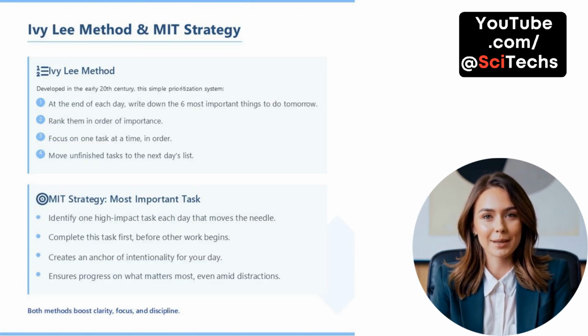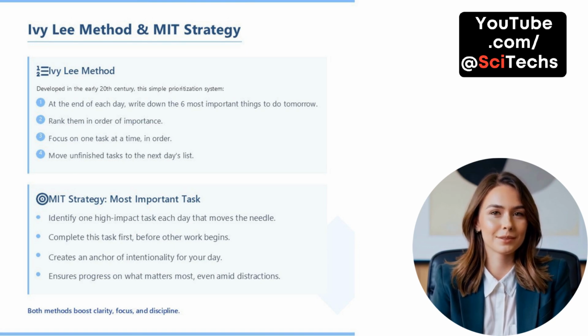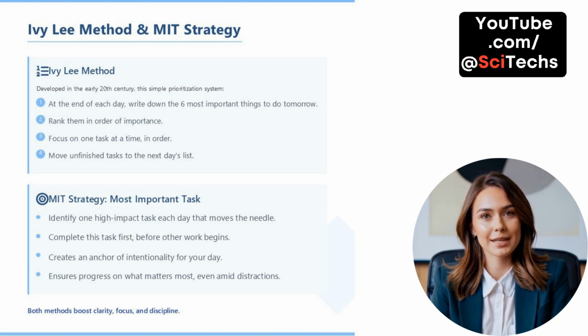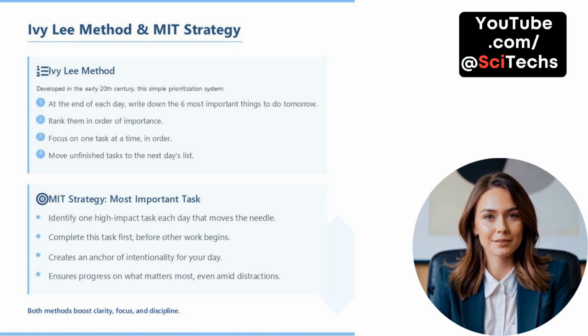Ivy Lee method and MIT strategy. The Ivy Lee method is a simple yet powerful prioritization technique that dates back over a century. At the end of each workday, you write down the 6 most important tasks for the following day. No more, no less. Then, you rank them by importance.